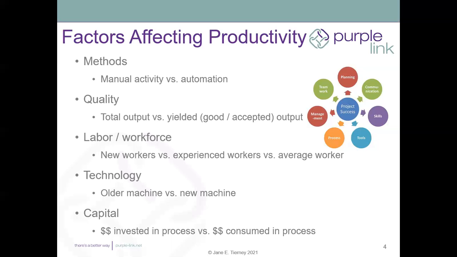We have the quality of our production, the quality of our incoming parts, and our outgoing parts. And we're looking at the total output versus what's yielded or what is good or acceptable in that output. So if you look at the total number of cookies that a bakery bakes, then that's one output. They baked all those cookies.